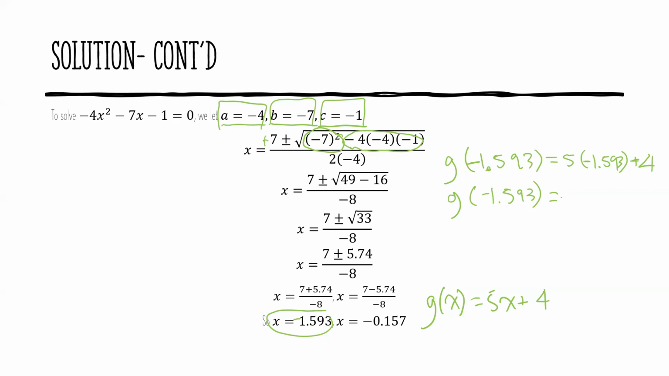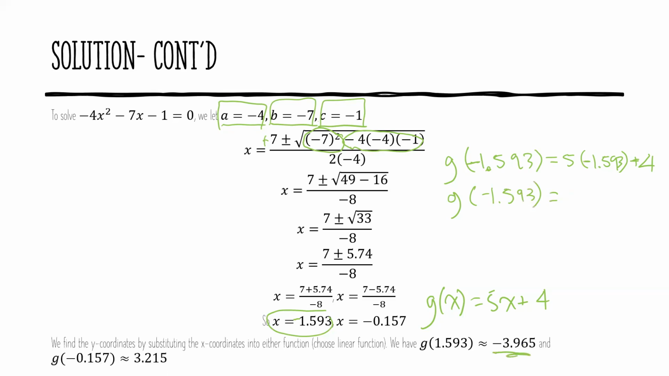So it's always a good idea to also check. So here we have 5 times negative 1.593. Let me just write this down. Let me do the math, and then we add the 4, and that's going to give you negative 3.9565. So I just forgot to put the negative there.